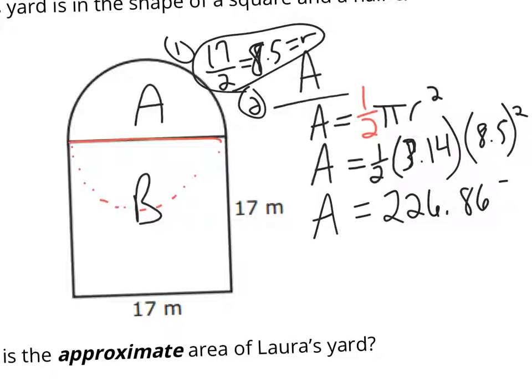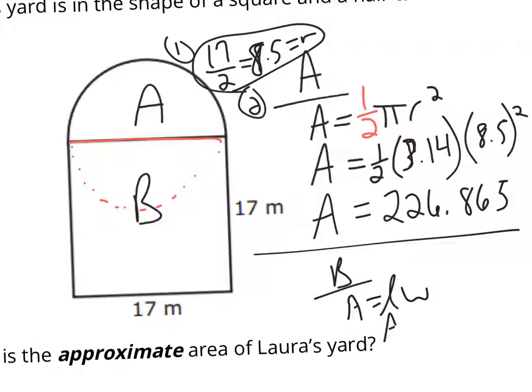226.865. And then the bottom part is just a rectangle. It's length times width, technically a square, I guess. 17 times 17 is 289. Okay, and then what will we do with those? Add those together.